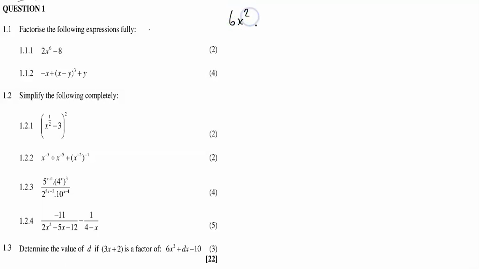6x squared plus dx minus 10. And we know that this actually has one of the factors as 3x plus 2. And then we can write the other one in terms of variables like that, because we do know that we definitely have another bracket there with a binomial. And then now we check.